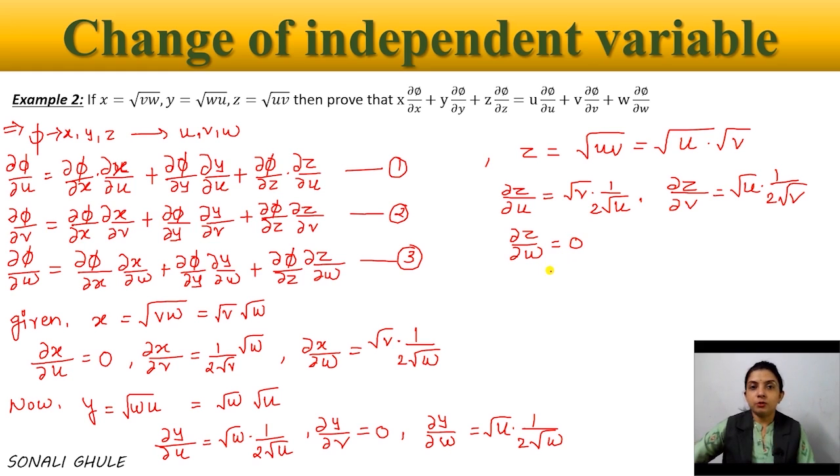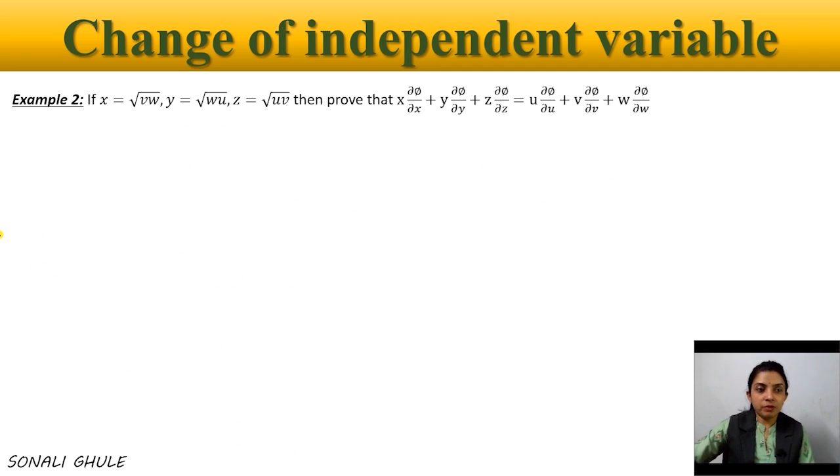Okay. So I hope you all understood all these. Now we have to put all these partial derivatives here in equations 1, 2 and 3. That will give us the values of the derivative of φ with respect to u, then φ with respect to v and φ with respect to w. Okay, so let's put all these values. So from equation 1, first of all, what can I get?